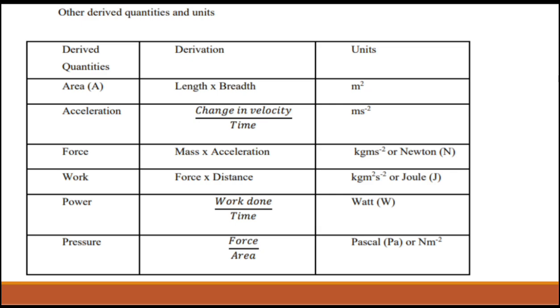What is acceleration? Acceleration is the rate of change of velocity with time. It is denoted by small letter a, measured in meter per second square. It is a vector quantity because it has both magnitude and direction. Mathematically, acceleration is equal to change in velocity over time taken, and you can express this as a equals v minus u over t.